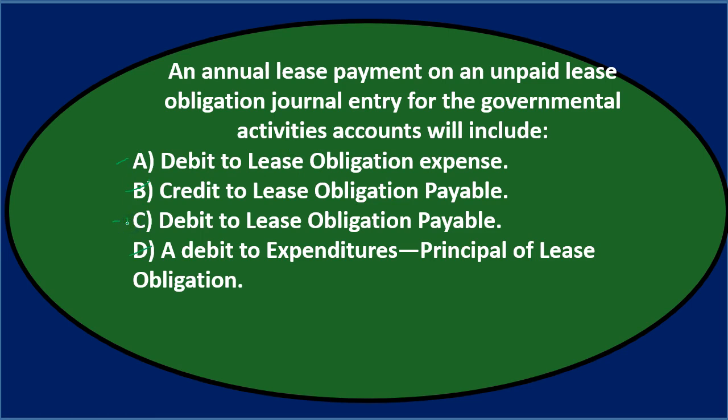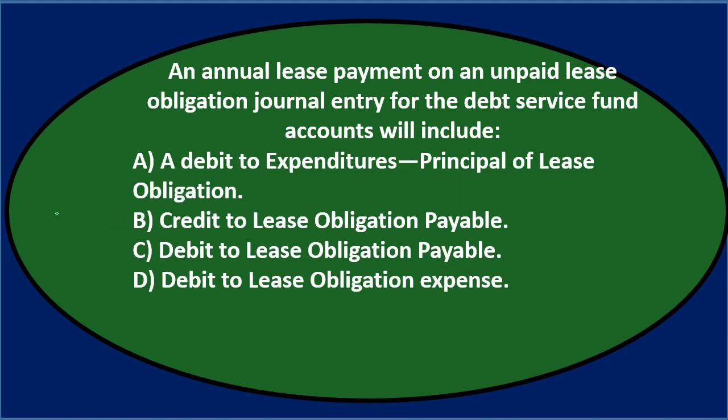Final answer, an annual lease payment on an unpaid lease obligation. So it's an unpaid lease obligation. Journal entry for the governmental activities will include a debit to the lease obligation payable, in essence reducing the payable, which would be kind of like the loan we put on the books as we capitalized, in essence, the lease. Let's take a look at the next question.